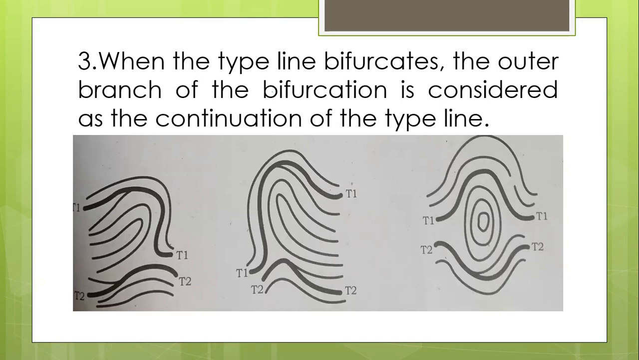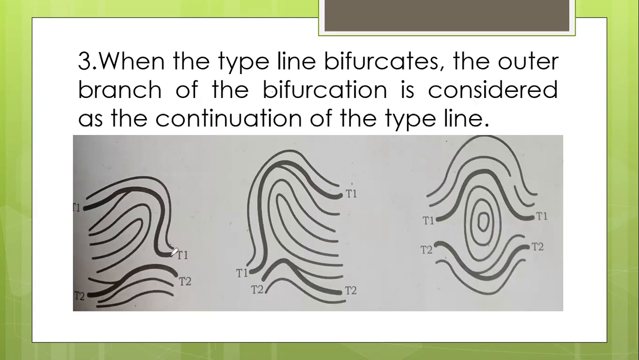Na pag si type line daw bifurcates or nag-forks, biglang naghiwalay yung isang ridge, the outer branch of the bifurcation, yung panglabas daw na branch ni bifurcation, yun yung i-consider natin as the continuation of the type line. Example, this one. Ito. So, in the pattern area or in the fingerprint, example for a loop, ito.